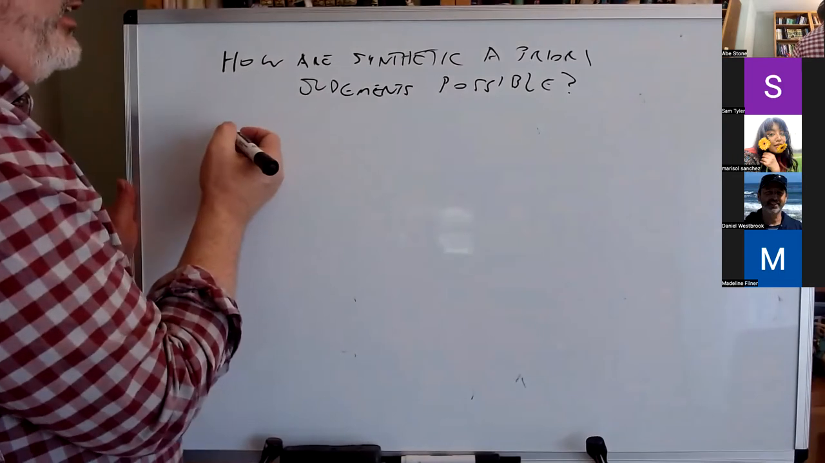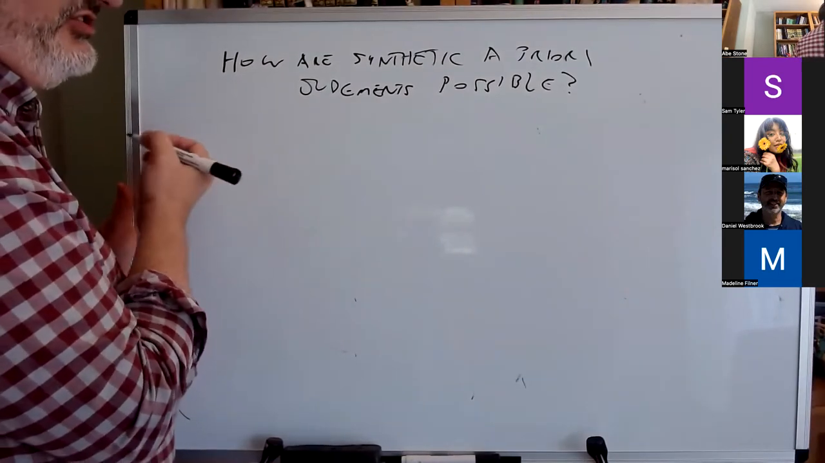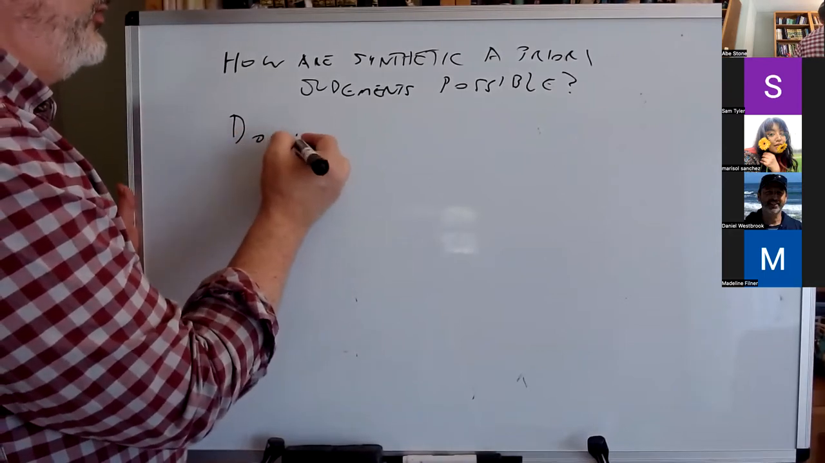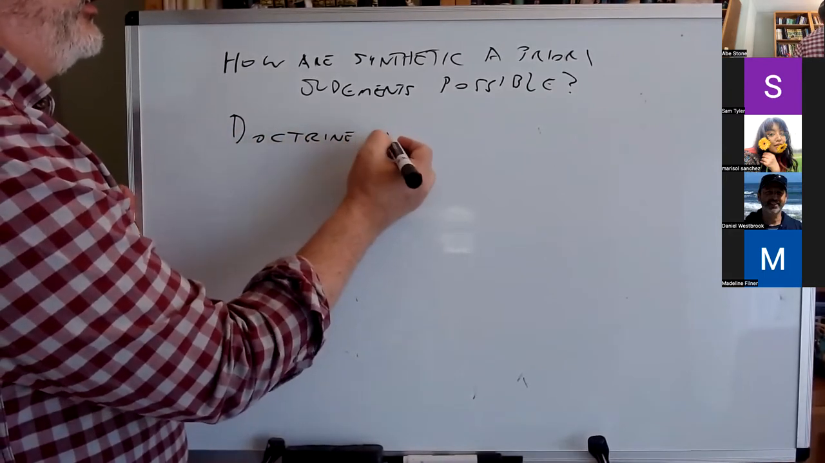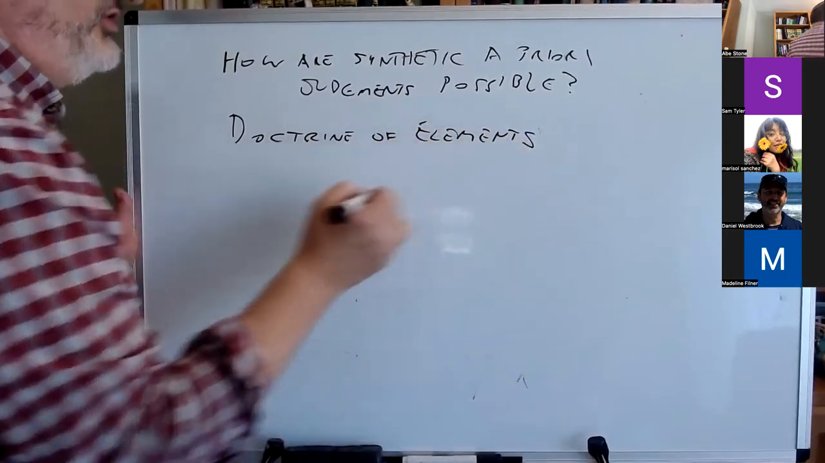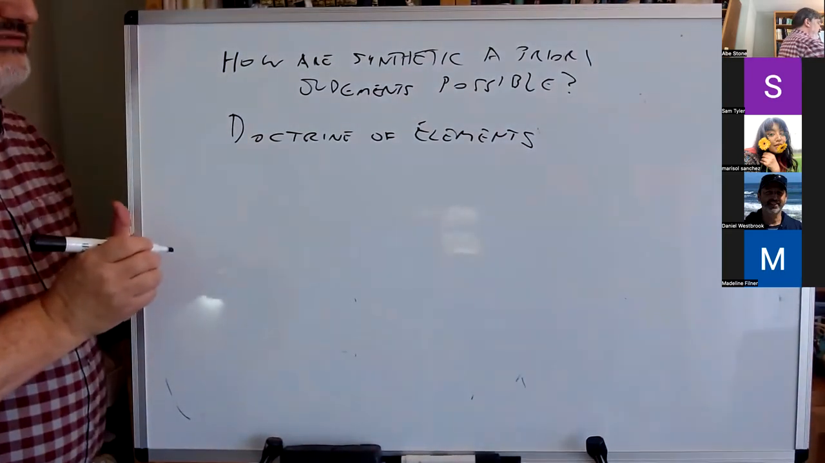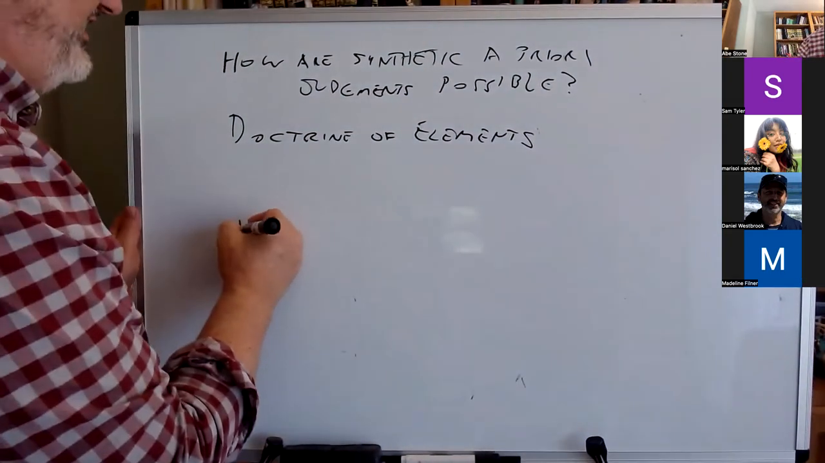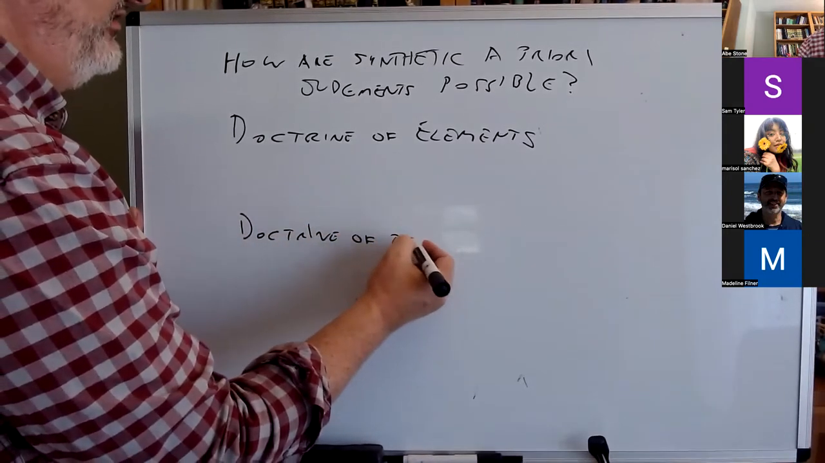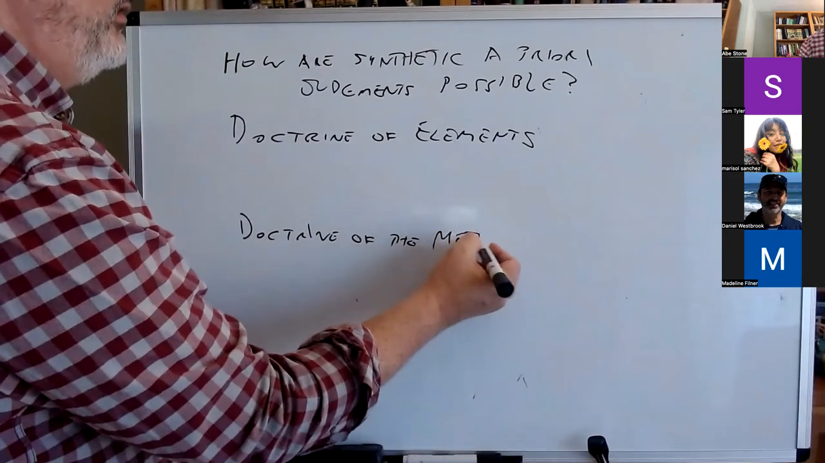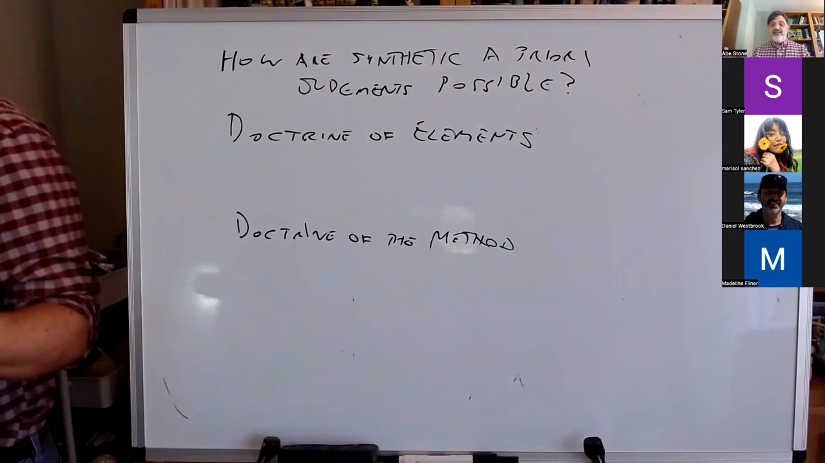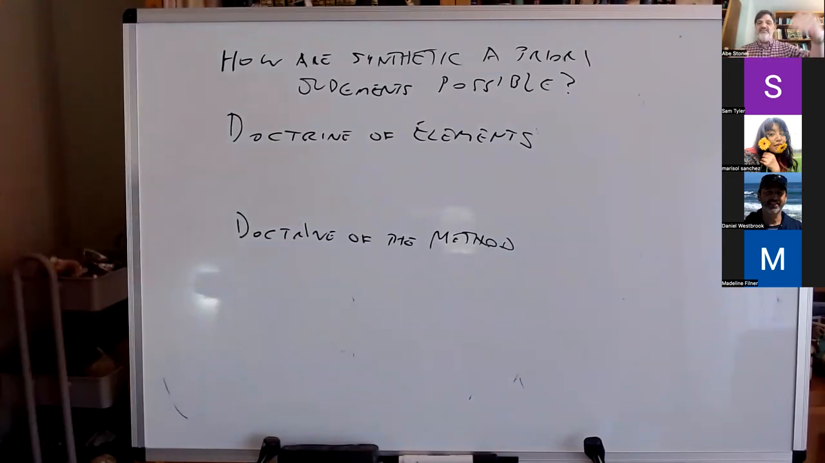I'm not sure after all this time exactly what Kant means by elements, but the book is divided into two parts. The first part is called The Doctrine of Elements, which is by far the longer part, and all our readings are going to be from The Doctrine of Elements. The second part is called The Doctrine of the Method. So, I mean, this is like in a cooking recipe, like first there's ingredients and then method.